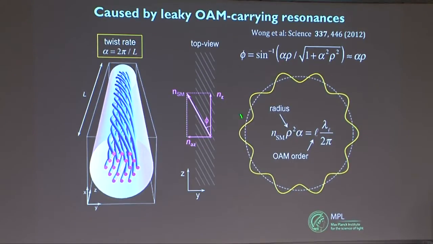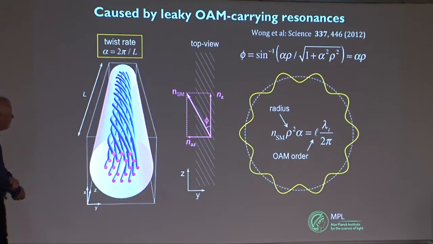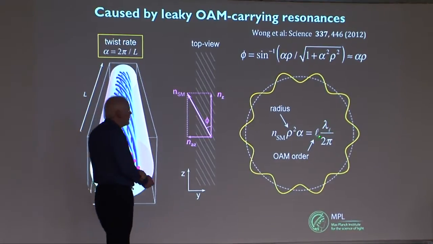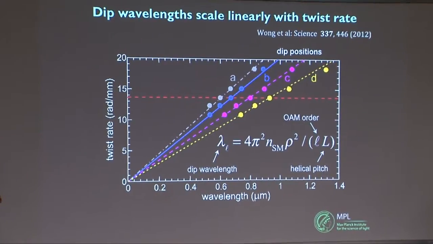Okay, so we put this simple model in and do some simple mathematics. We end up with this expression, realizing that phi can be approximated as just alpha times rho, because the angle here is very small. So we can approximate that, and we end up with this expression, which shows us that the twist rate is proportional to the wavelength of the dip, multiplied by the order of the orbital angular momentum, so how many periods we have around the circumference here. Okay, so that very simple expression suggests that the wavelength of the dip should be proportional to the twist rate, which is exactly what you see in the data.